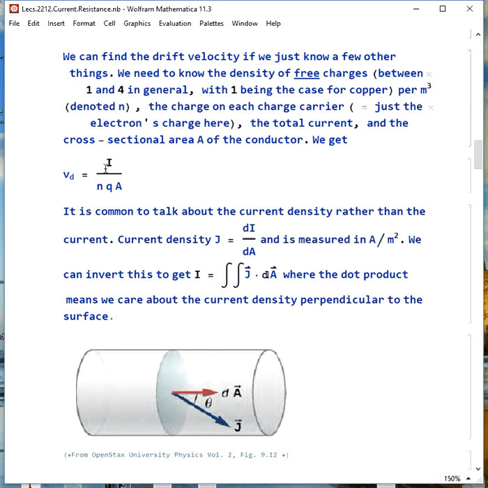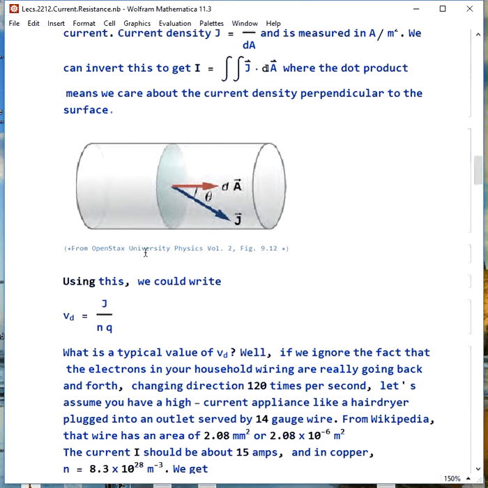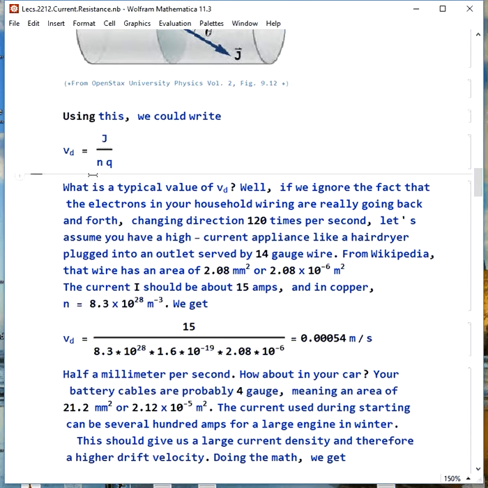So we might use J instead of I over A here. If we do that, that means we can write drift velocity is current density divided by NQ. As long as we're always using the same material, copper for example, N times Q is just a constant. So what's a typical value of drift velocity?